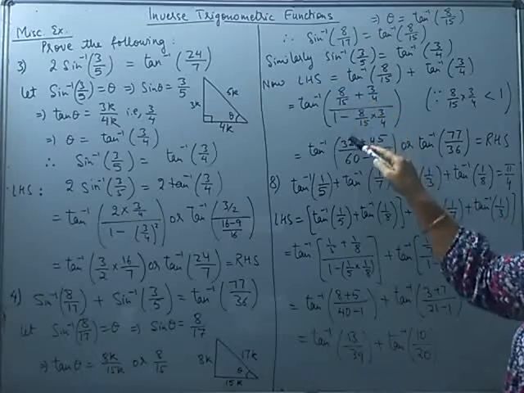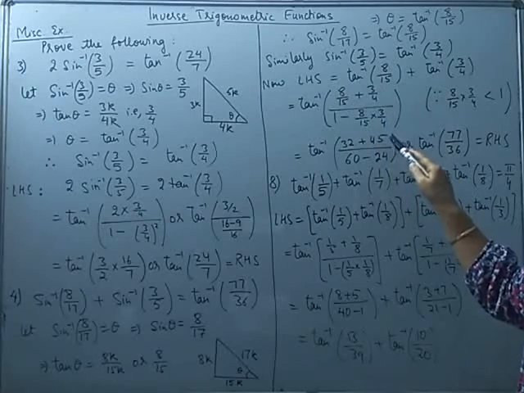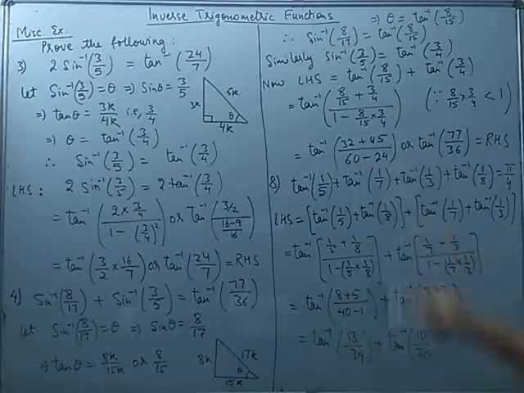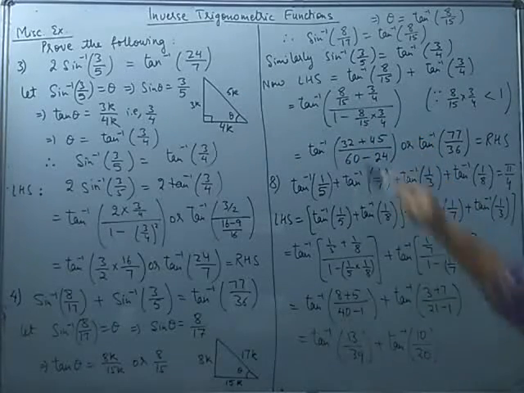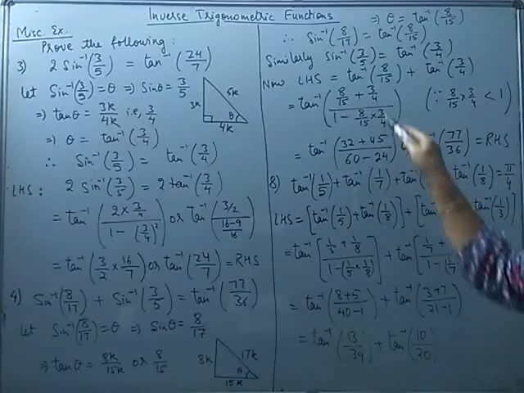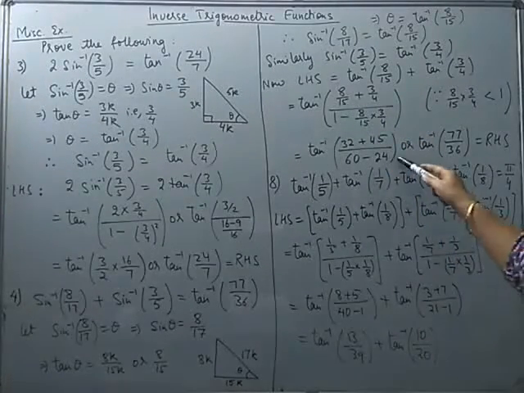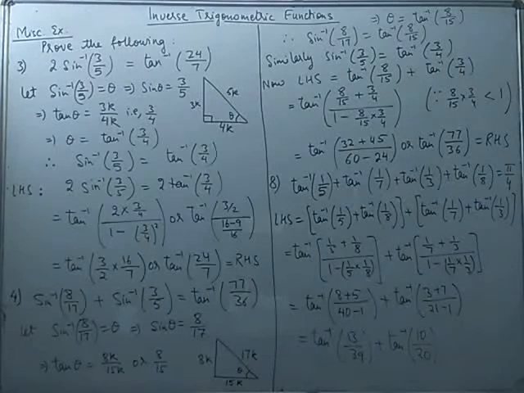So 8 into 4, 32, and 15 into 3, 45. Then 5 into 4 is 60. So this becomes 60 minus 8 into 3, that is 24. So the common denominator in the numerator and the denominator can cancel out, and it comes out to be tan inverse 77 over 36, which is the required right hand side.